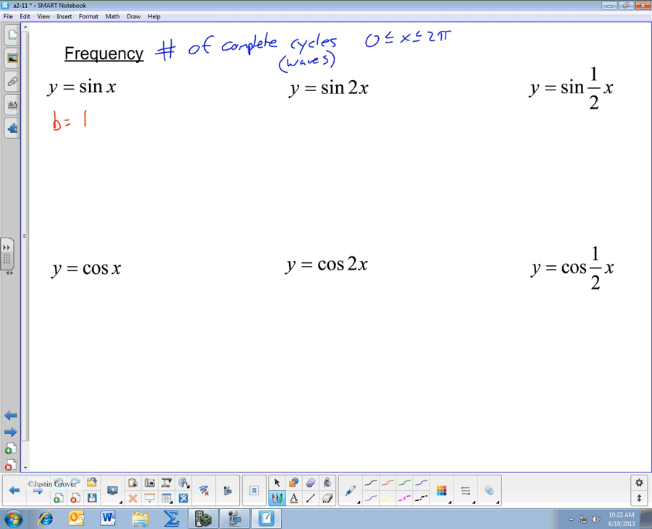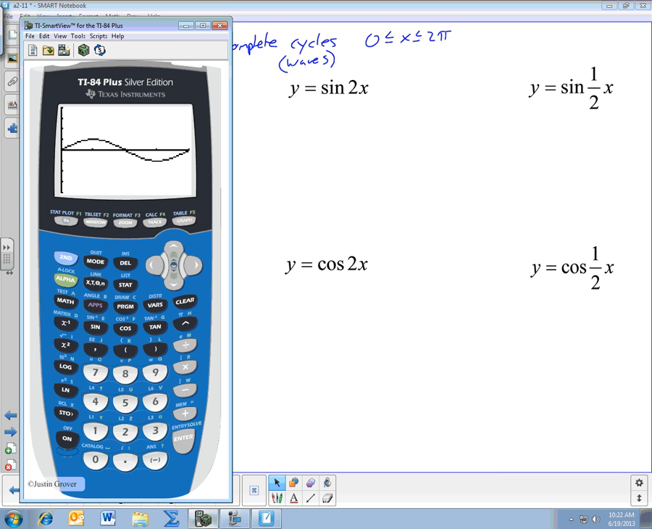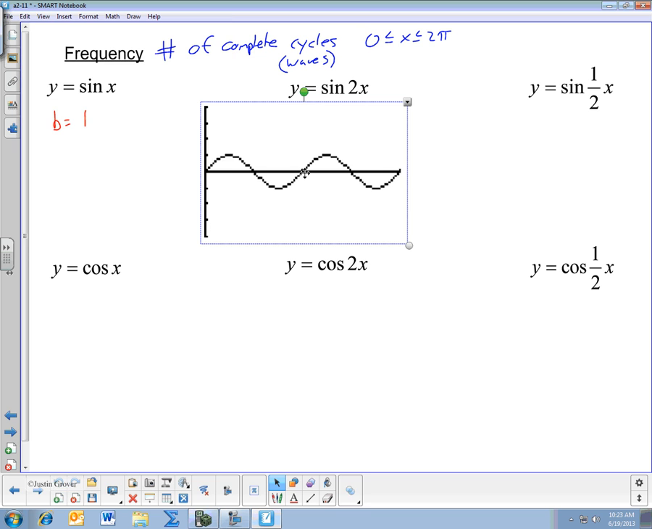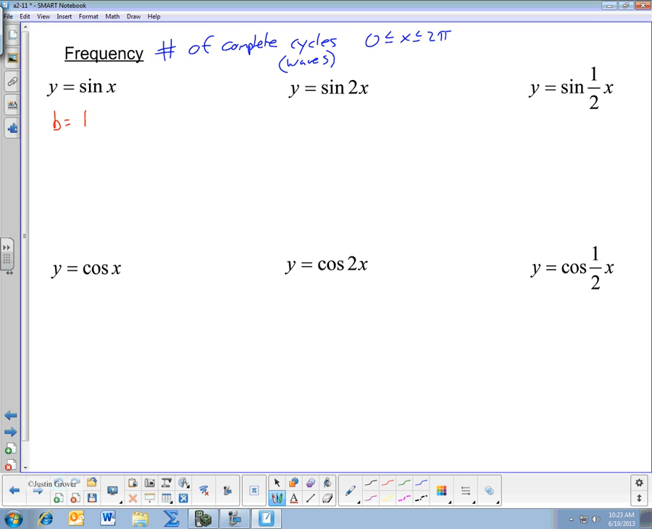Let's type in y equals sine 2x, and this is different than 2 sine x. 2 sine x is about the amplitude. With sine 2x, it's not in front of sine; instead of the coefficient of sine, it's the coefficient of x. If you look at this graph, you'll see a difference. You see that this is 2 complete cycles from 0 to 2 pi. There's one complete cycle that ends, there's a second complete cycle, and it ends. So the frequency here is 2.